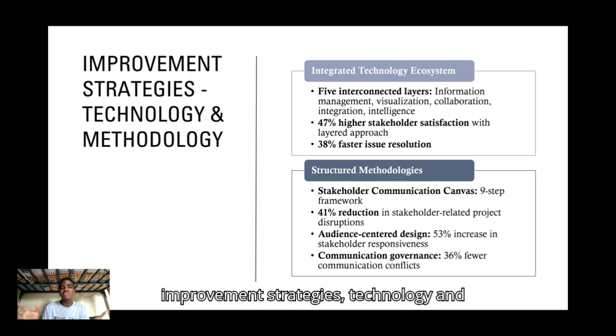If we now look at the improvement strategies, technology and methodology, we'll see that in the integrated technology system, five interconnected layers were required, which are one, information management; two, visualization; three, collaboration; four, integration; and five, intelligence. And this is very critical in improving strategies for technology and methodology adaptation. This also led to 47% higher stakeholder satisfaction with the layered approach and 38% faster issue resolution.